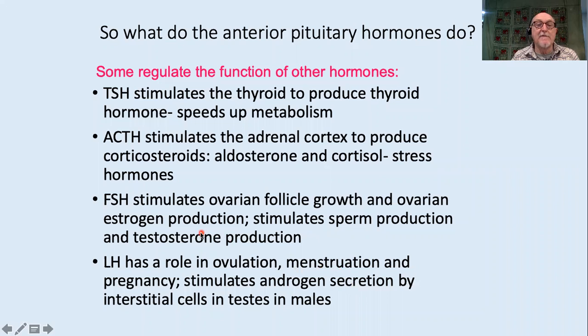We're going to spend a little bit of time talking about, especially, these hormones, follicle stimulating hormone and luteinizing hormone, because these are hormones which are intimately involved with sexual development, and then with reproduction itself.